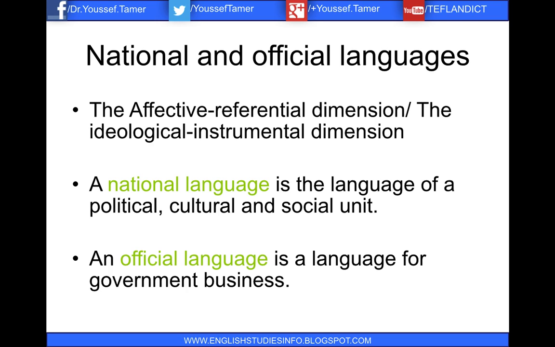Here, focus on the term instrumental. We use it like an instrument, okay? So the national official language is the language of political, cultural, and social units. And this is the meaning of the first dimension, referred to as the affective referential dimension. An official language is also a language for government and business, and this is the meaning of the second dimension, called the ideological instrumental dimension.